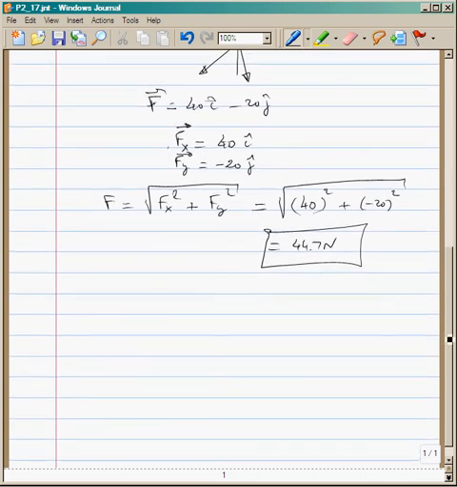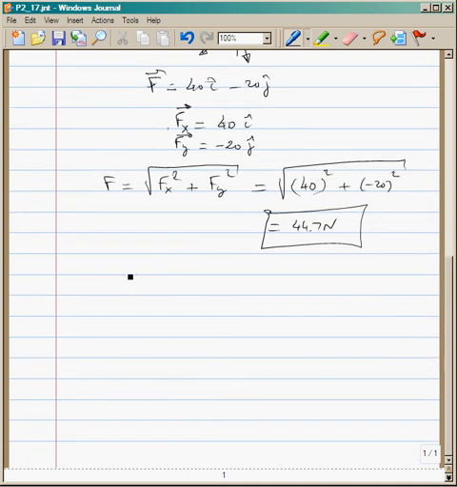Let's imagine that you were looking for the unit vector. It's not being asked, but we can practice that. Let's call the unit vector EF. Then you can take your original vector F divided by its magnitude, and you end up with 1 over 44.7 times the vector itself, which was 40I minus 20J.